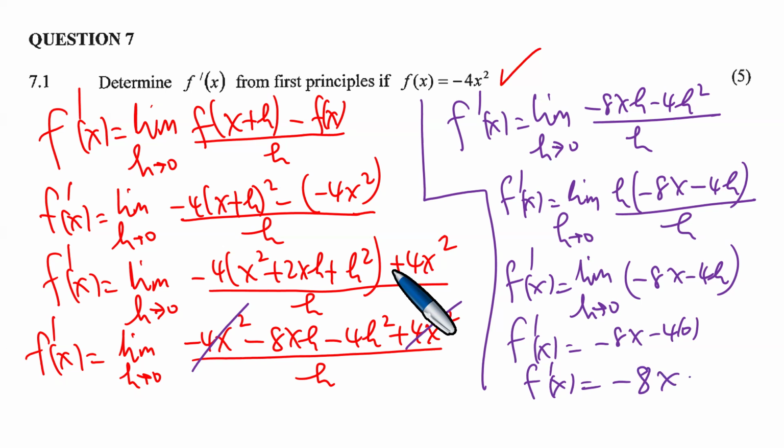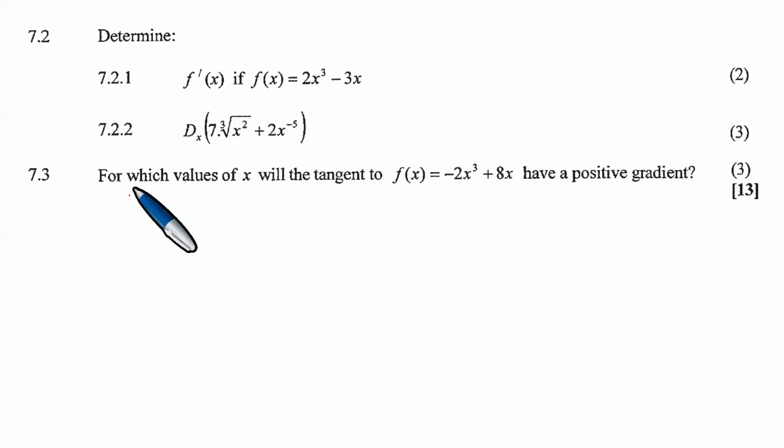We move on to the next question. In the next question, we want to find the first derivative, which is f prime of x, with f of x being 2x cubed minus 3x.